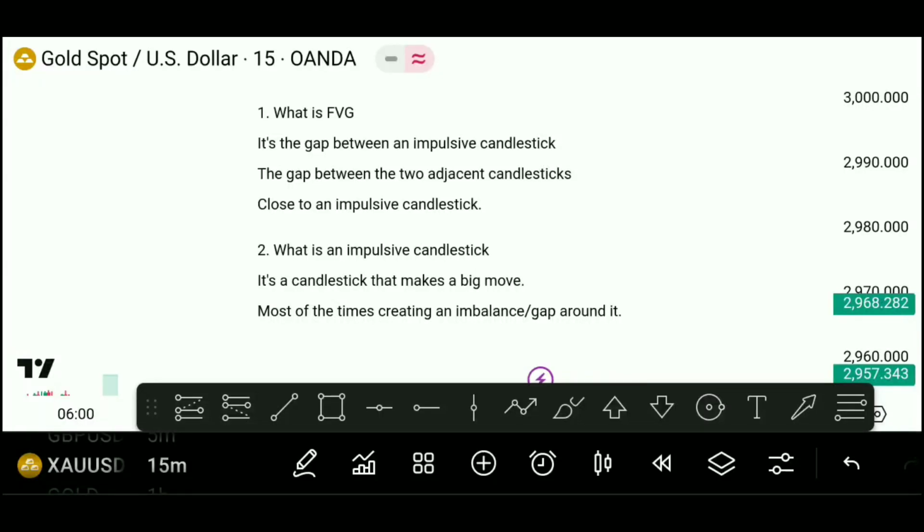It's Amphyfx here. Today I'm going to be talking about fair value gap, FVG, what they are and how you can trade them, and the strategies you need to know or how to apply it in your trading strategy.